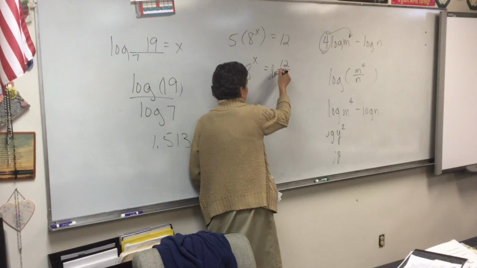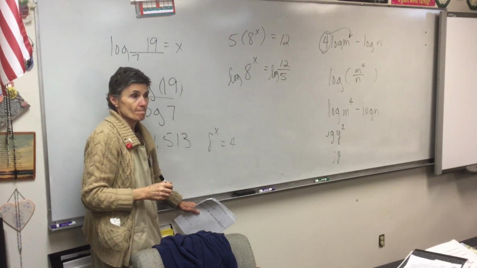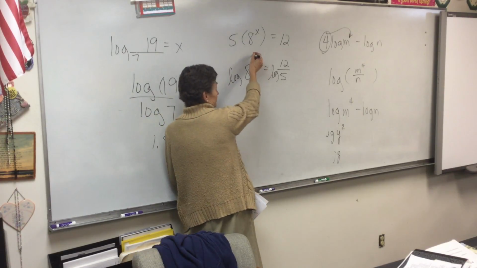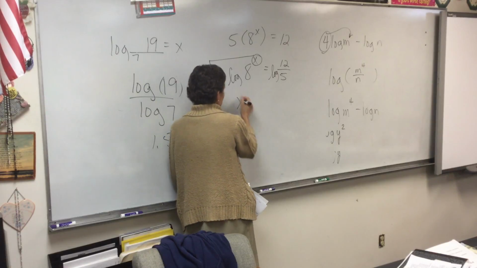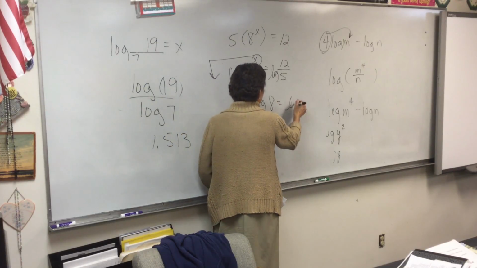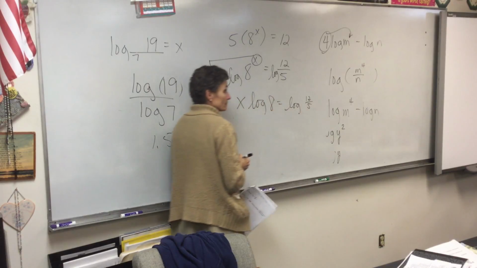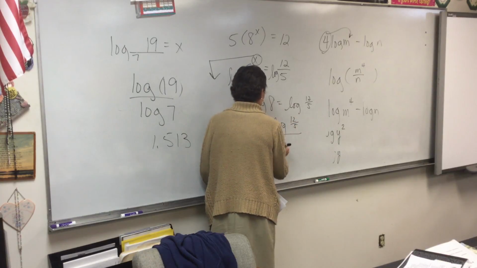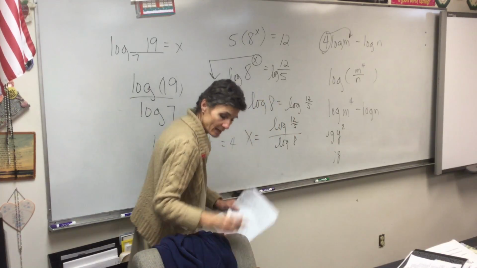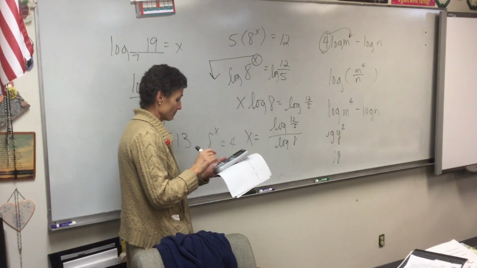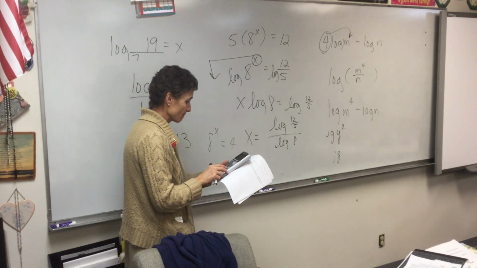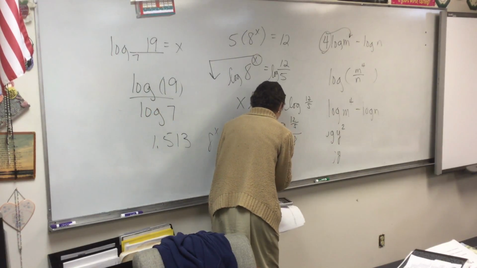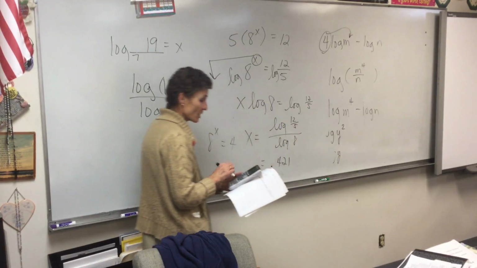If I take the logarithm of both sides, the reason he told me to do that was because of what happens to this exponent, it comes out in front. So x log 8 equals log 12/5, and x equals log 12/5 over log 8. That is exactly right. So that answer would be log 12/5 divided by log 8. 0.421. Anybody match that?